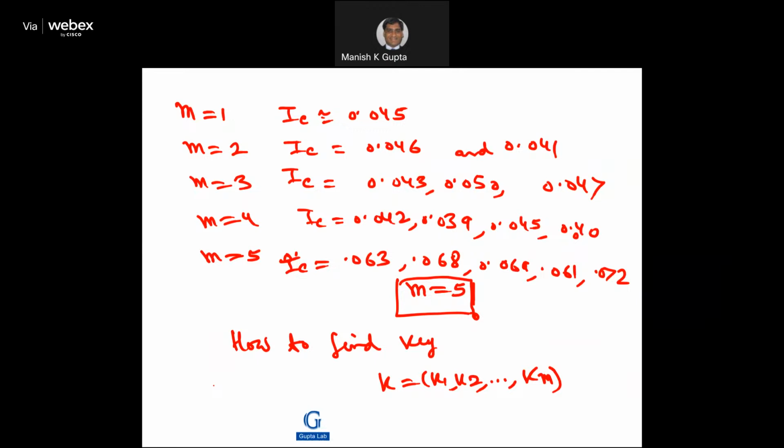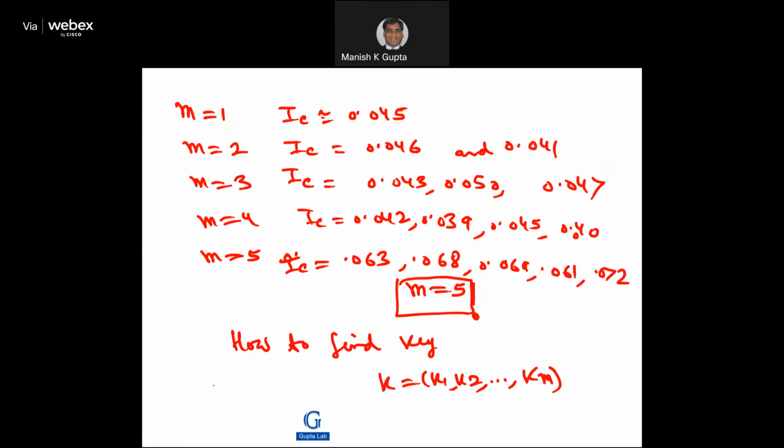Because which one gives you an index of coincidence close to 0.065? I can compute it from the ciphertext, so this is not going to change. That means m should be 5. We are trying different m, m equal to 1, 2, 3, 4, 5. Whenever we get an index of coincidence close to 0.065, we are done. That means most likely m is equal to 5. Now the question is how to find this key, K equal to K1, K2, ..., Km.